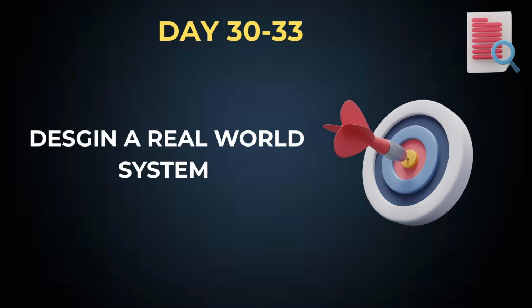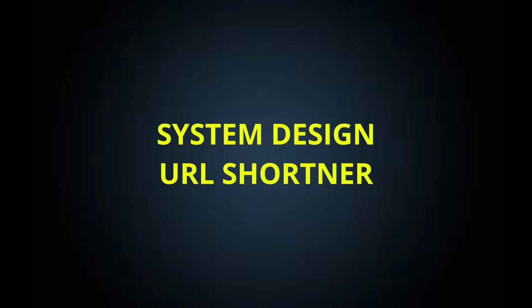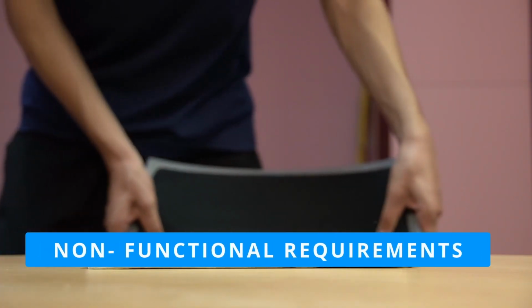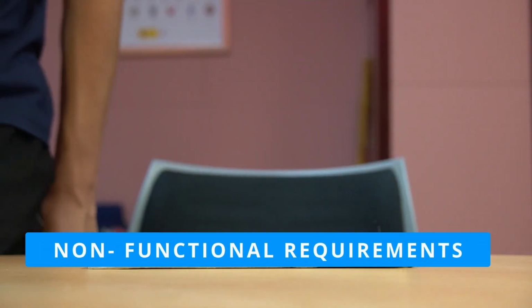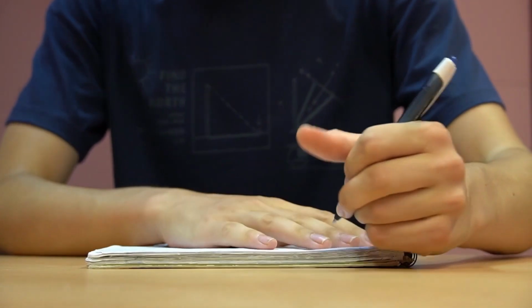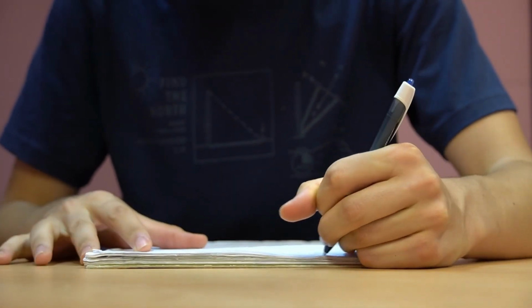Day 30 to 33, design real-world systems, like a system design of a URL shortener, a design for Instagram, and a chat system like WhatsApp. This will give us a clear picture of how we can think of non-functional requirements, how we can think of functional requirements, and how we can go into a deep dive to design a system from a small level to a higher level.